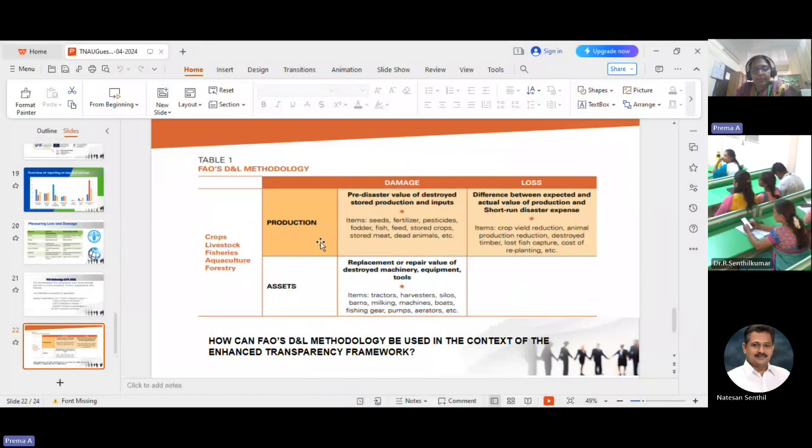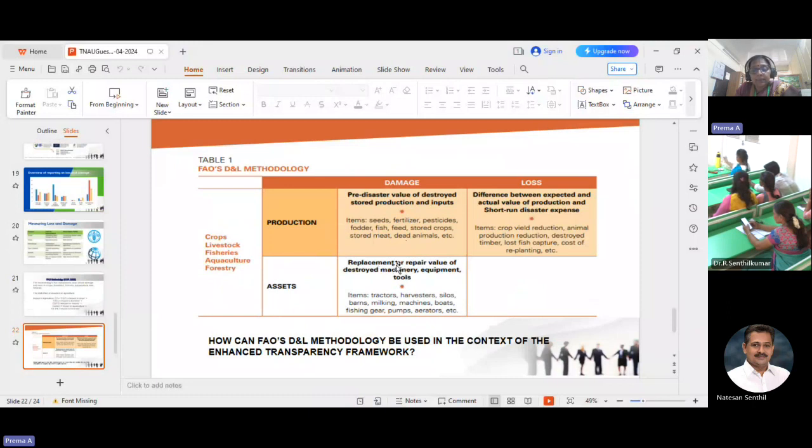That is production and assets. Production, it is the damage. In assessing the damage, what we need is the pre-disaster value of destroyed and stored production and inputs. So we will be taking into account the pre-disaster value of destroyed, stored production and inputs. So that is like items like seed, fertilizer, pesticide, etc. And in the case of damage, production is there, and assets will also get damaged.